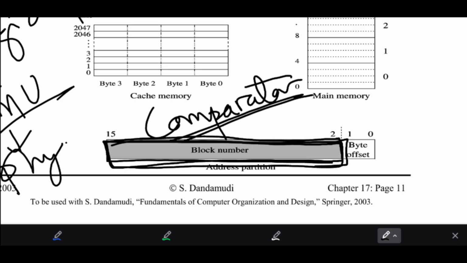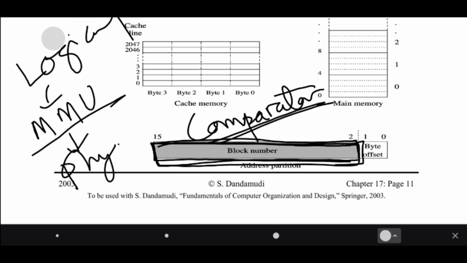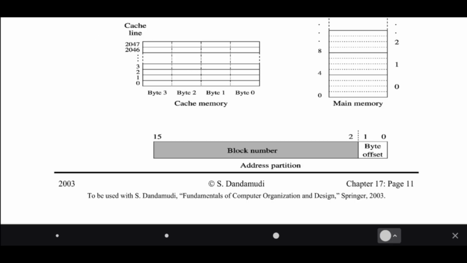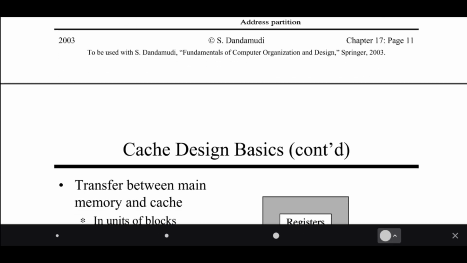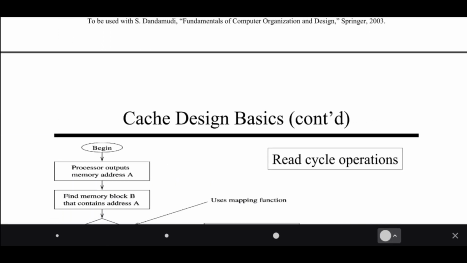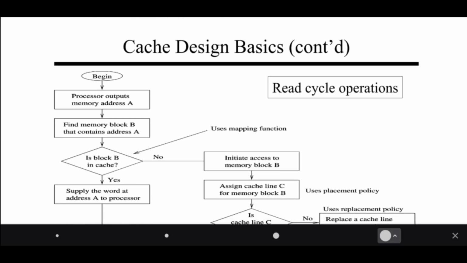It is a hardware component. Okay, let's make it clean. Then let's move towards our cache mapping.